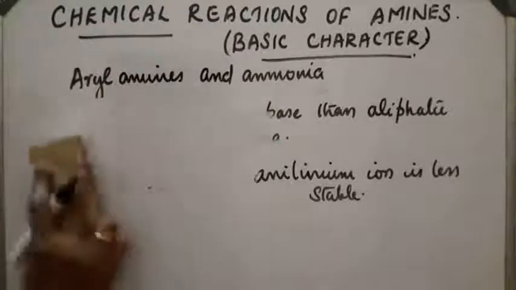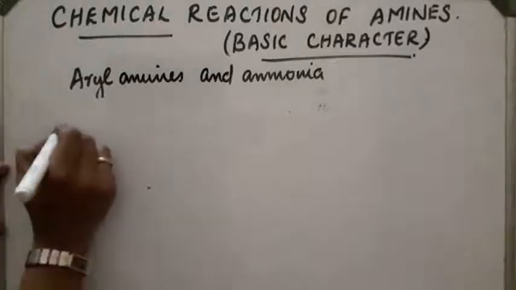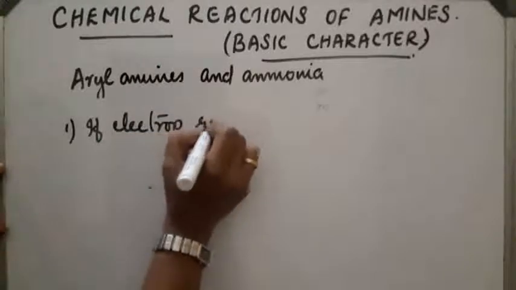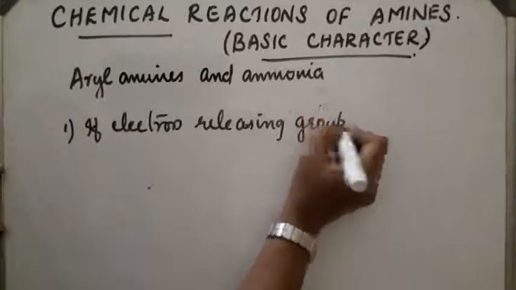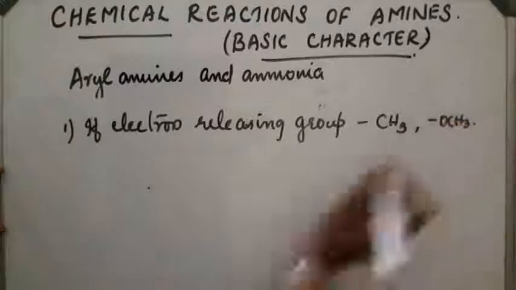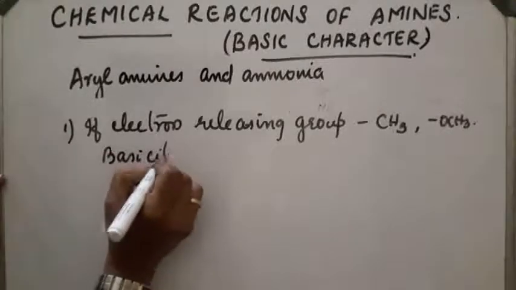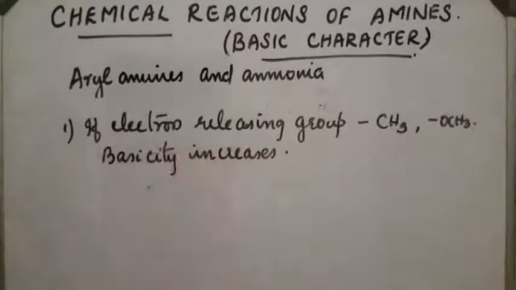Now what will be the effect on basic strength if substituents are present? First case, if electron releasing groups are present, like CH3, OCH3, etc. This means they release electrons, the electron density on the nitrogen atom increases, which means basicity increases.